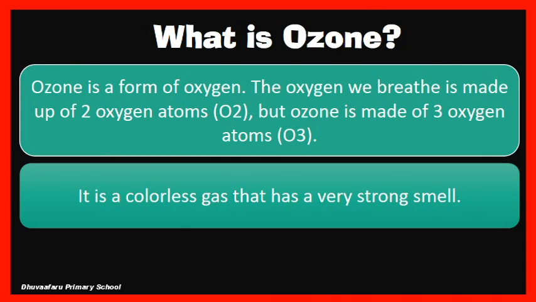What is ozone? Ozone is a form of oxygen. The oxygen we breathe is made up of 2 oxygen atoms, but ozone is made up of 3 oxygen atoms. It is a colorless gas that has a very strong smell.